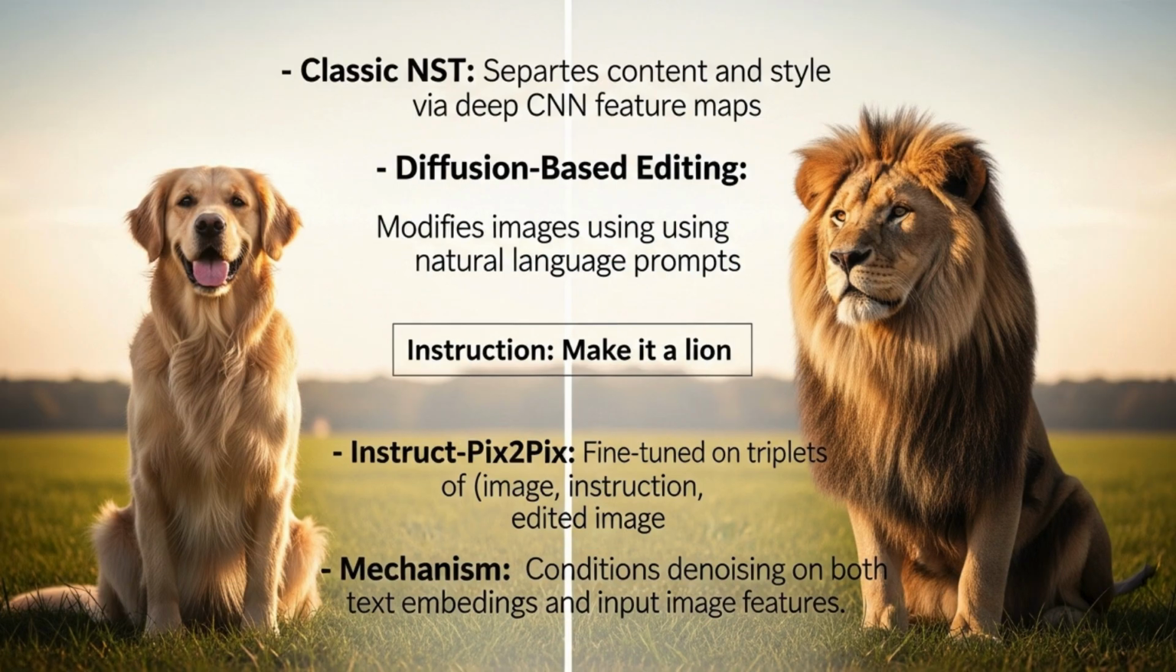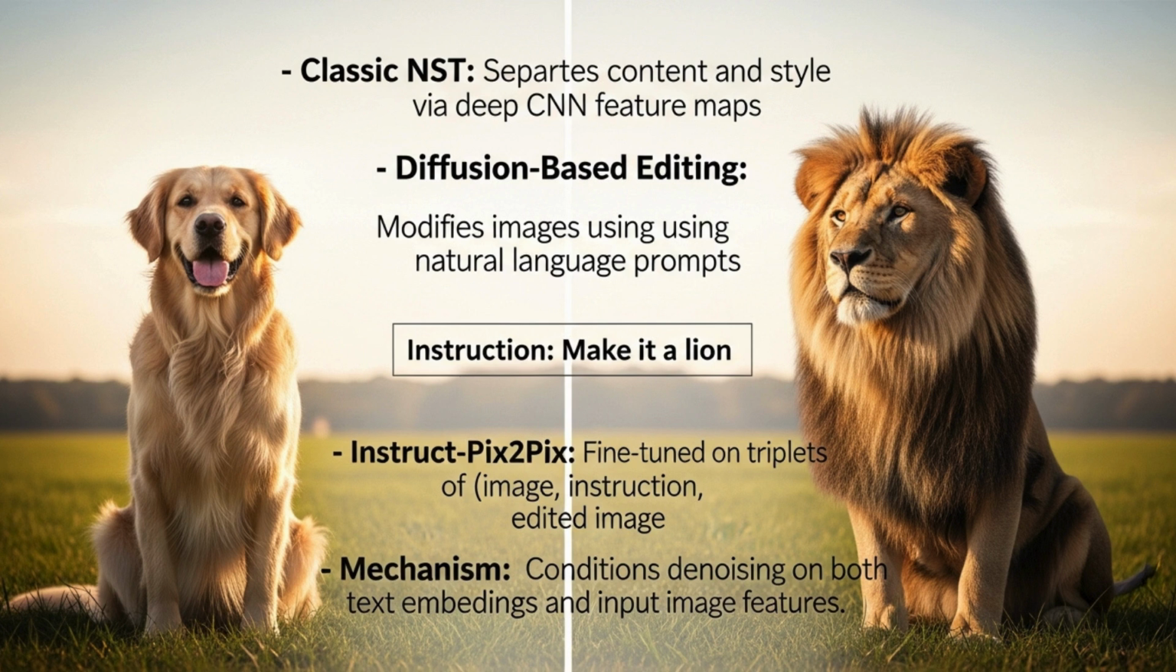The next evolutionary step is moving from removal to guided modification. We started this journey with neural style transfer, famously demonstrated by Gatys et al. This used the feature extraction capabilities of convolutional neural networks to separate an image's content from its style, allowing us to repaint one image in the style of another. But today, diffusion models allow for much more granular, intuitive control through natural language. Enter models like InstructPix2Pix.